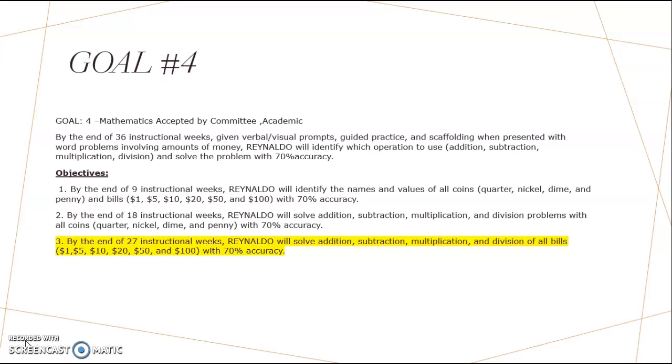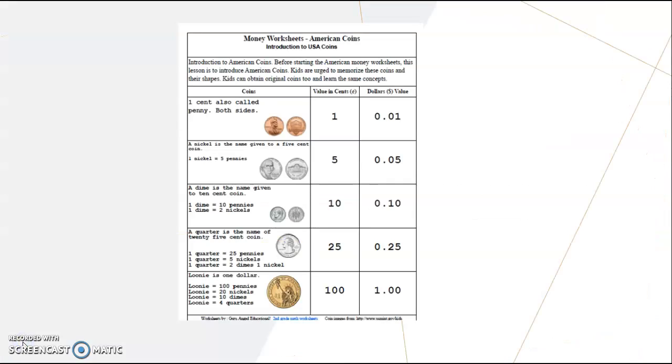So now for goal number 4, Ray, we are going to talk about solving addition, subtraction, multiplication, and division using all types of bills. So here we have a money worksheet, and it is just explaining to us and showing us the coins and the values of each coin.